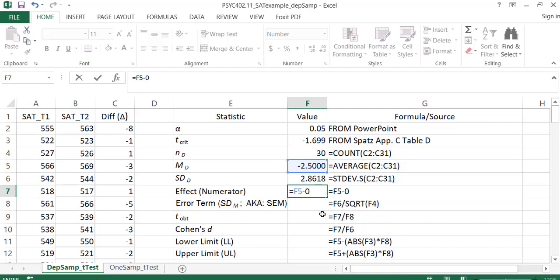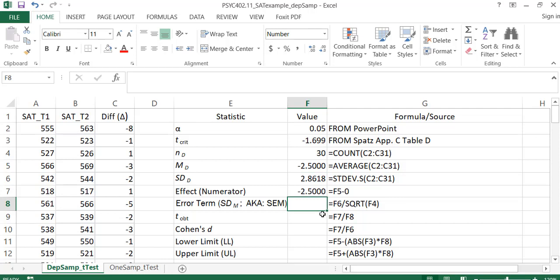Well, no change would mean that whatever the original scores were, the difference from time 1 to time 2 would be 0. So you can put that in there as a reminder of what we're doing. You can leave it out. You'll get the same number either way. And then the error term.